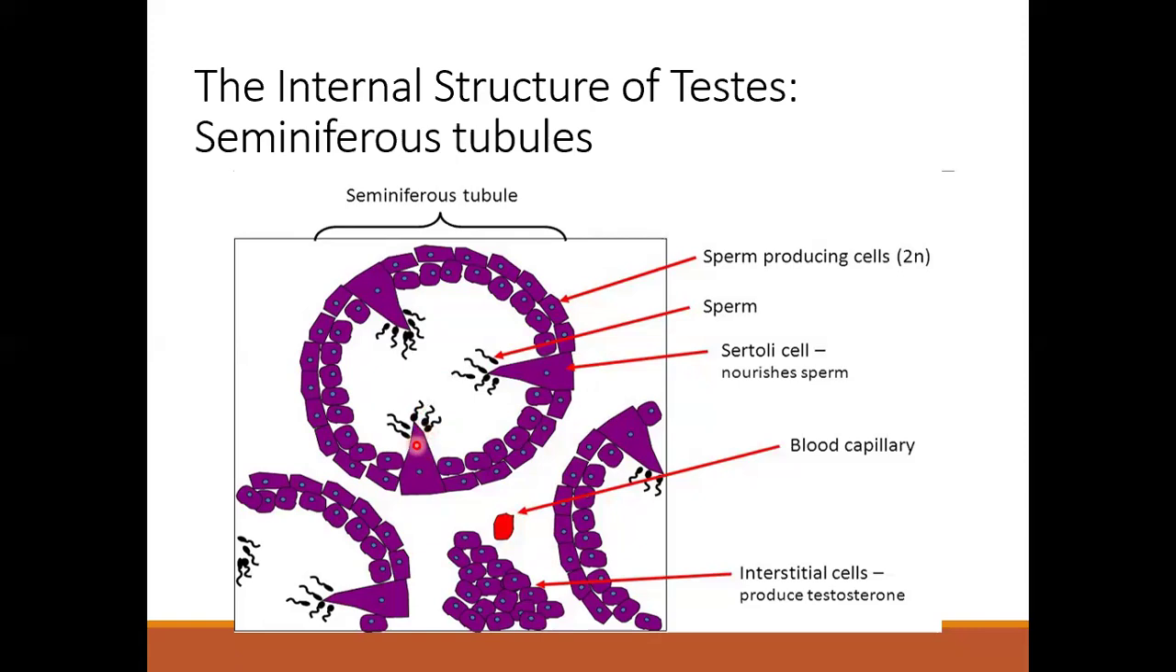So that's where this cell becomes very special. They are there to provide nourishment for the developing spermatogenic cells. I hope you are following that. We need to understand some of these principles.